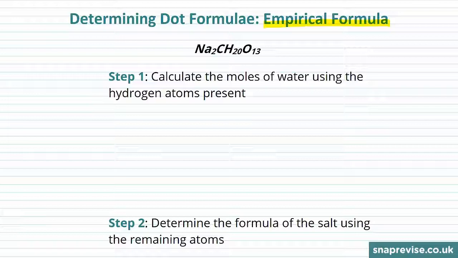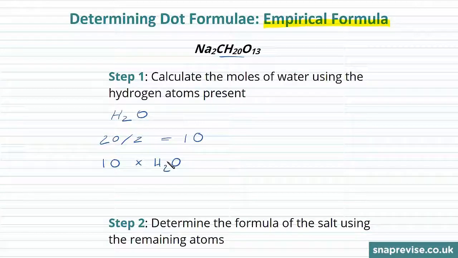The first step is to calculate the moles of water using the hydrogen atoms present. Well, we can see that we have 20 hydrogen atoms. We know we're going to want to make H2O. So in each molecule of water, there are 2 hydrogen atoms. So 20 divided by 2 gives us 10, telling us there are going to be 10 water molecules in our crystal. So as we know, the formula is H2O, there is 1 oxygen. So that means we're going to have 10 oxygens. We have 13 oxygens, so 13 minus 10 is telling us there is 3 oxygens left over.